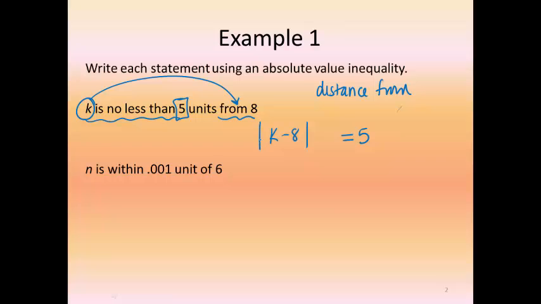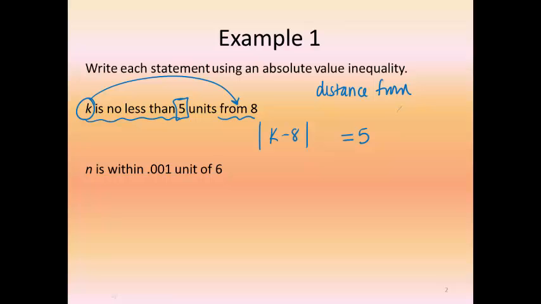It's the hardest part to get, where do you put the 5 and where do you put the 8? But if I'm talking about being from 8, then it's like being the distance from 0. So I have K is how many units from 8? That's how we start with the absolute value.